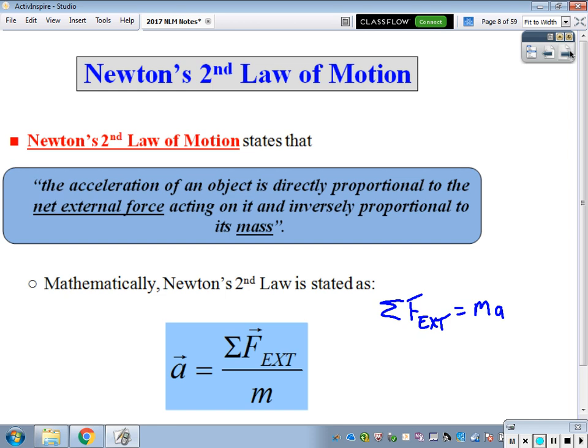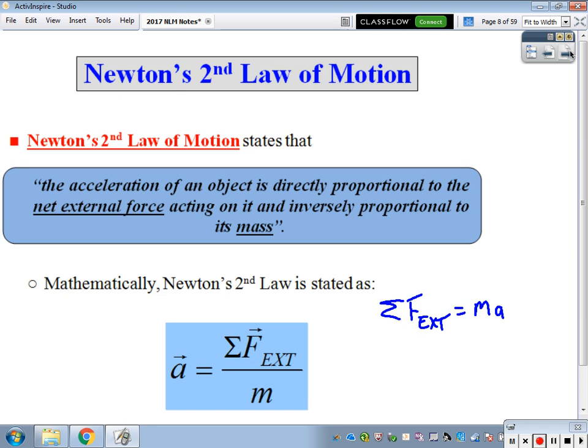So, if we double the force, the net external force acting on an object, what should happen to the acceleration? I'll say it again. Listen carefully. If the net external force doubles on an object, what would happen to its acceleration? It would also double. That is the direct proportionality between those two.